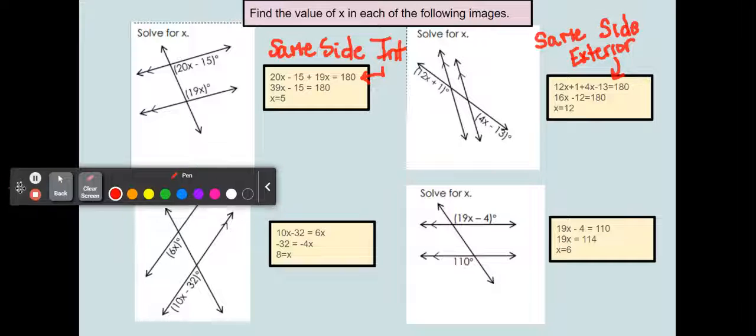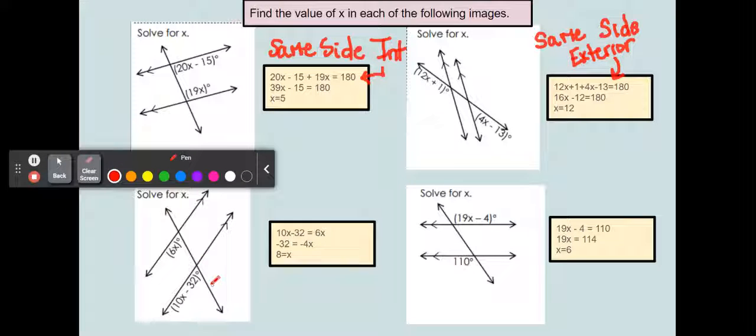All right, let's look at these on the bottom here. These two angles, the 6x and 10x minus 32, those are corresponding angles. They're in the same relative position. So they are corresponding. They're both just below the parallel lines. So that means they are equal to each other. So we set them equal to each other and found that x equals 8.